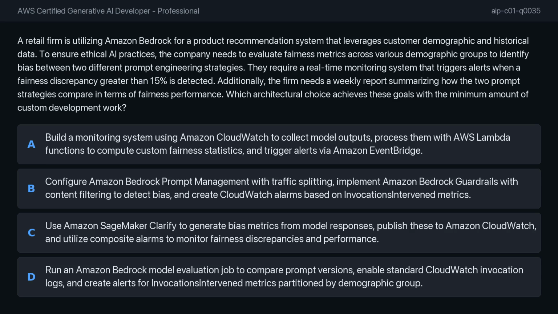Option C. Use Amazon SageMaker Clarify to generate bias metrics from model responses. Publish these to Amazon CloudWatch and utilize composite alarms to monitor fairness discrepancies and performance. Option D. Run an Amazon Bedrock model evaluation job to compare prompt versions, enable standard CloudWatch invocation logs, and create alerts for invocations intervened metrics partitioned by demographic group.